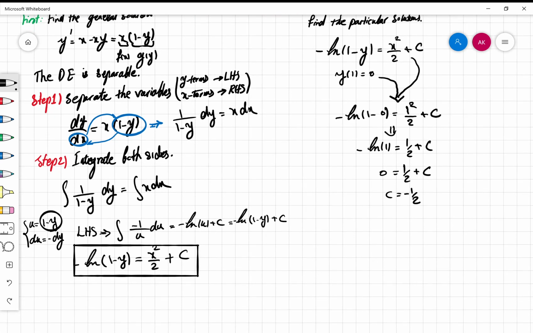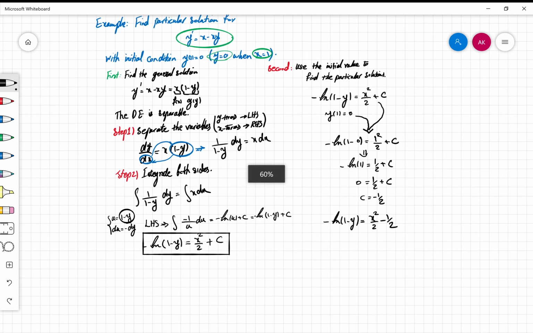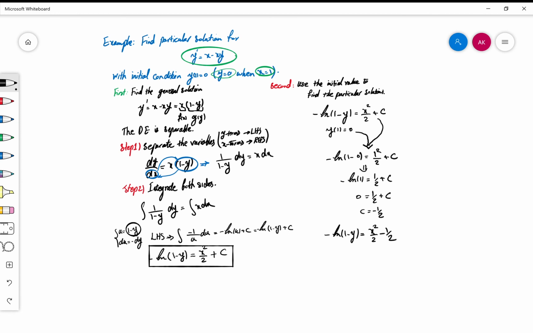In other words, we have minus ln of 1 minus y equals x squared over 2 minus 1 over 2. And that gives us what we were looking for: the particular solution for this differential equation. You can do a little bit more work and turn this to write y on one side and everything else in x on the other side, but I'm not going to change that. This is enough to solve that differential equation.